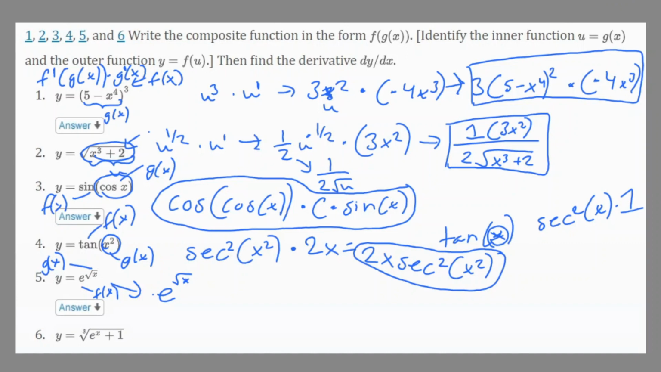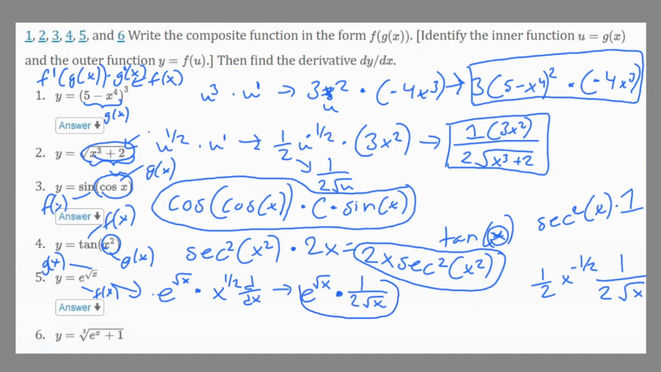So we have e to the radical x power multiplied by g prime of x, where g of x is radical x. So it's going to be x to the 1/2 power, d over dx, because we haven't derived that yet. So when we derive x to the 1/2 power, we would get 1/2 x to the negative 1/2 power, which if we write it out, we get 1 over 2 radical x. So the final answer would be e to the radical x power multiplied by 1 over 2 radical x. And that would be your final answer.